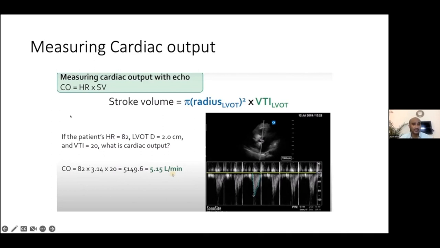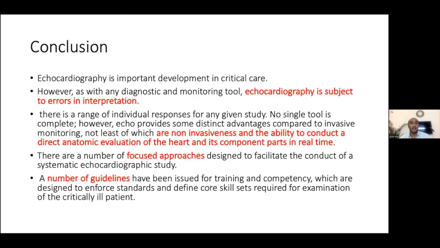So this is a small example where the heart rate is 82, the diameter is about 2 centimeters, and VTI is 20. How do you calculate the cardiac output? Using this formula, heart rate times stroke volume, with stroke volume being pi r square into VTI LVOT, you get the cardiac output. So this is a non-invasive way of measuring the cardiac output.